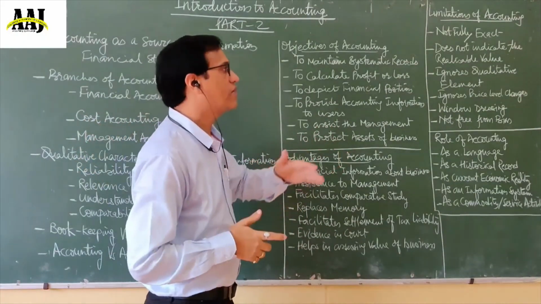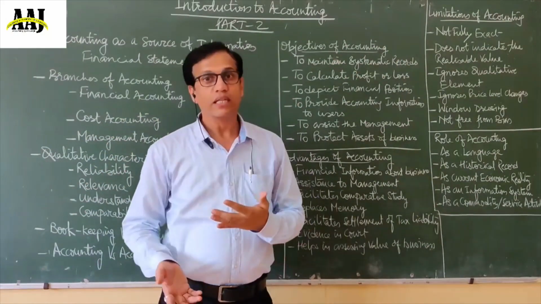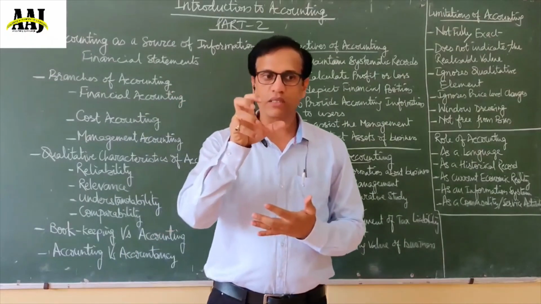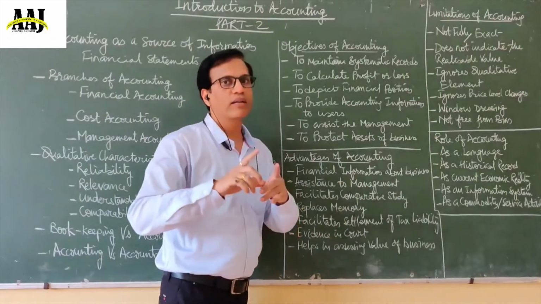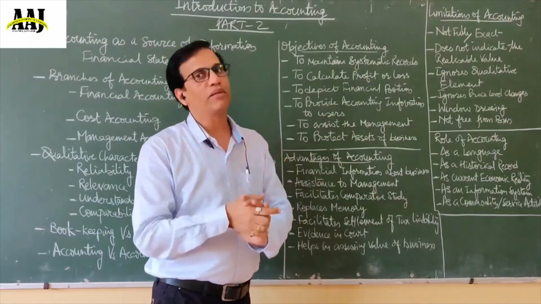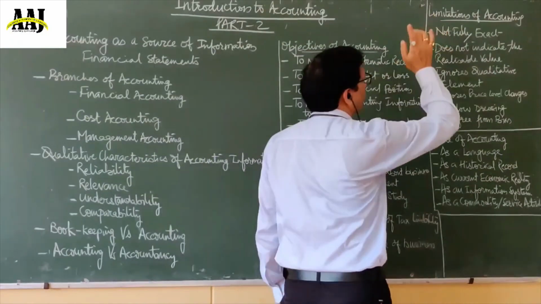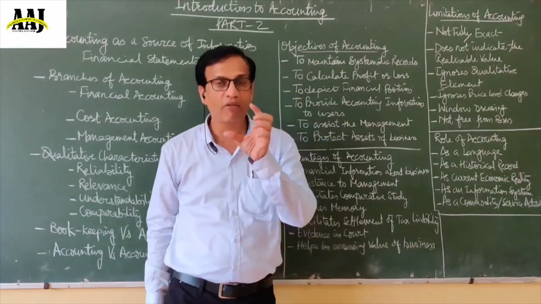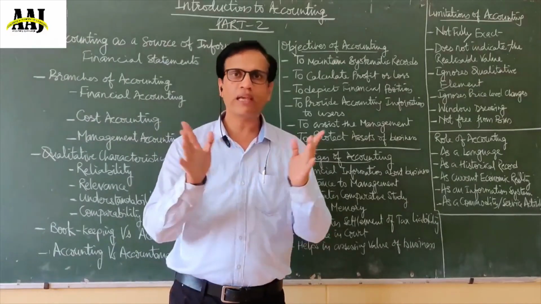That means some points are there. On the basis of our process, we have seen that some restrictions are there. So on the basis of those restrictions, we can chalk out some limitations of accounting. The first of them is, it is not fully exact. That means the accounting records are not fully exact. It is not in all the cases.